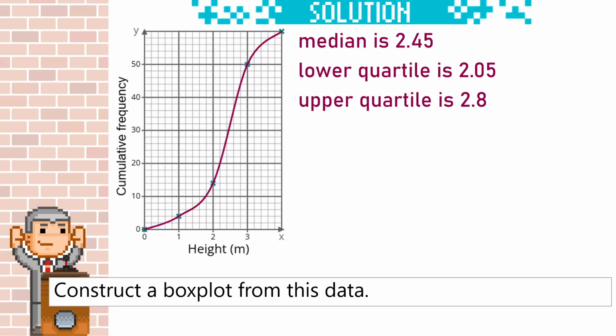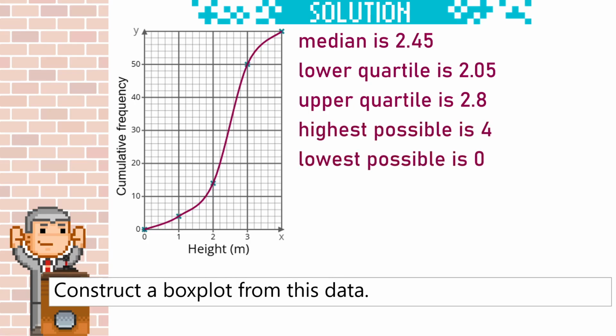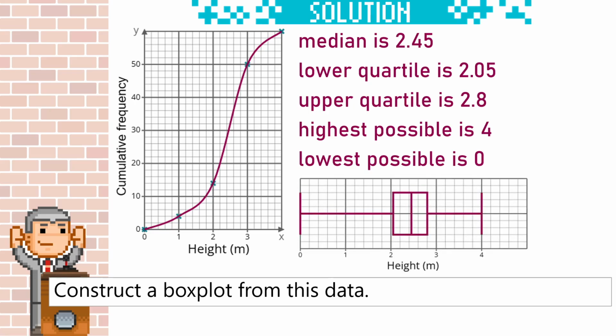The box plot will need the median and the quartiles, which we've worked out, but we will also need the highest and lowest values. The highest and lowest values are the maximum and minimum heights from the cumulative frequency graph. So the highest is 4 and the lowest is 0. Drawing a box plot for this will look like this.